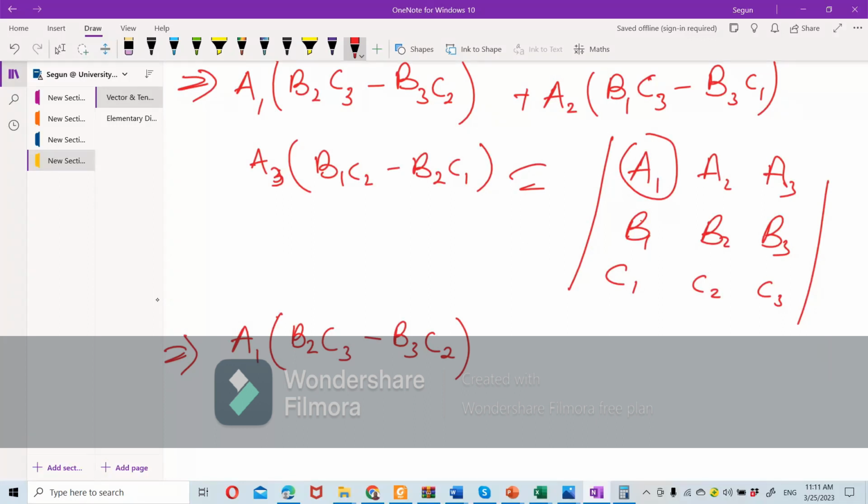Yes, sir. So remember, like I told you, we are not doing the determinant, because what they ask us to do is this one. I said plus A2 now. This one will parallelize, this one will parallelize. I have B1, C3 minus B3, C1.